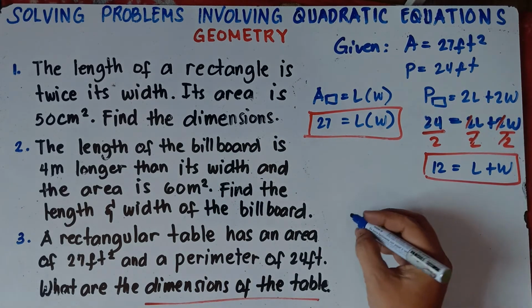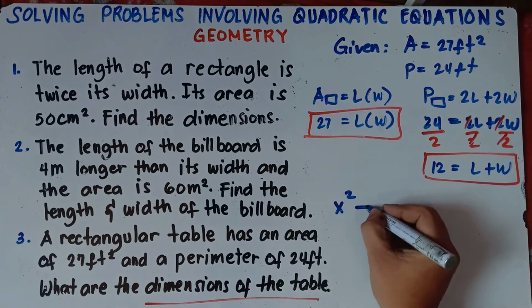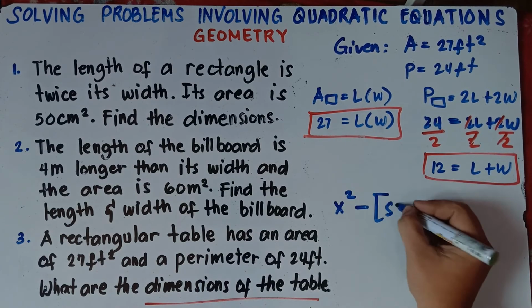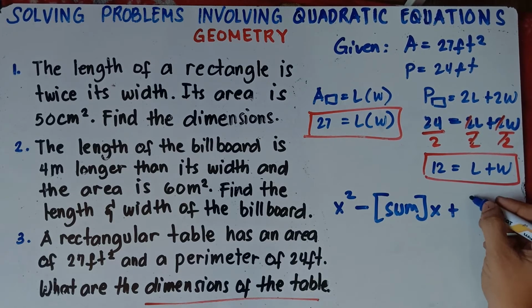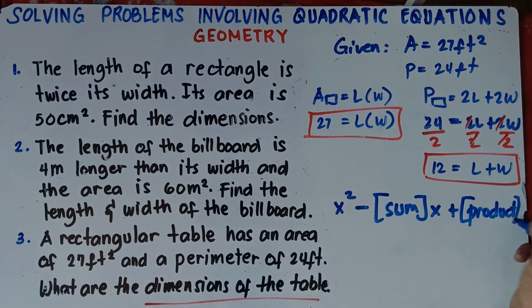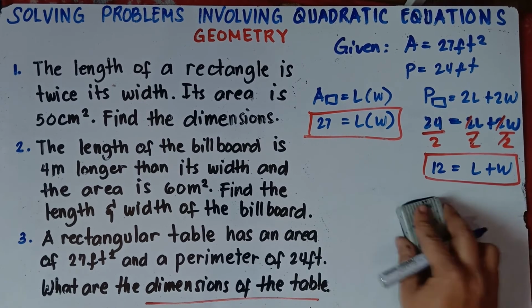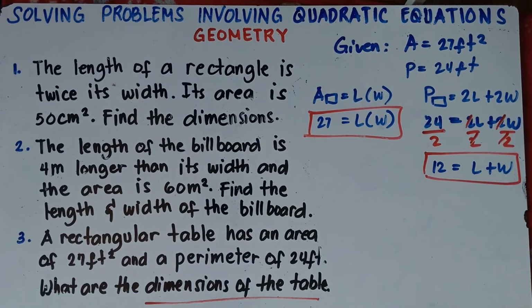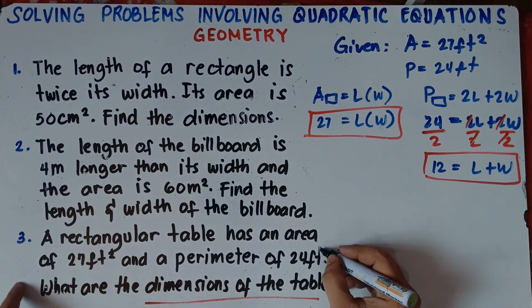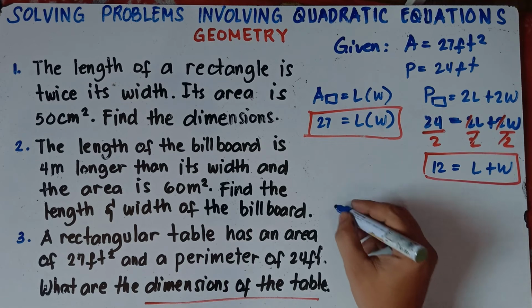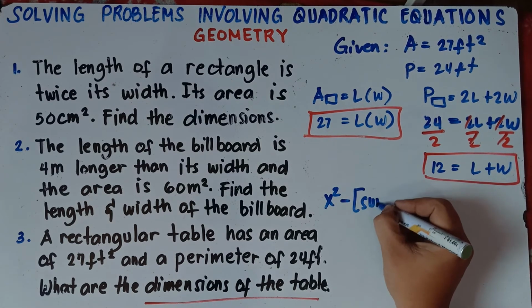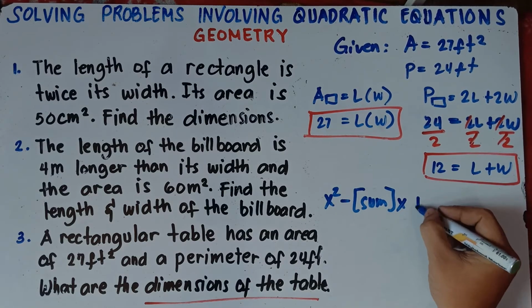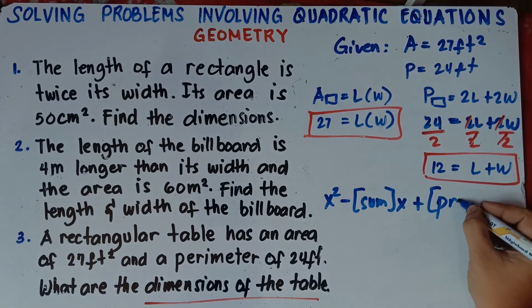This is very easy, class. Just use this equation: x squared minus the sum times x plus the product equals 0. Okay, we don't have enough space, let me just write it here. So that's the thing that you will do, class. If you have this kind of equation or question, just remember the sum and product. So x squared minus the sum times x plus the product equals 0.